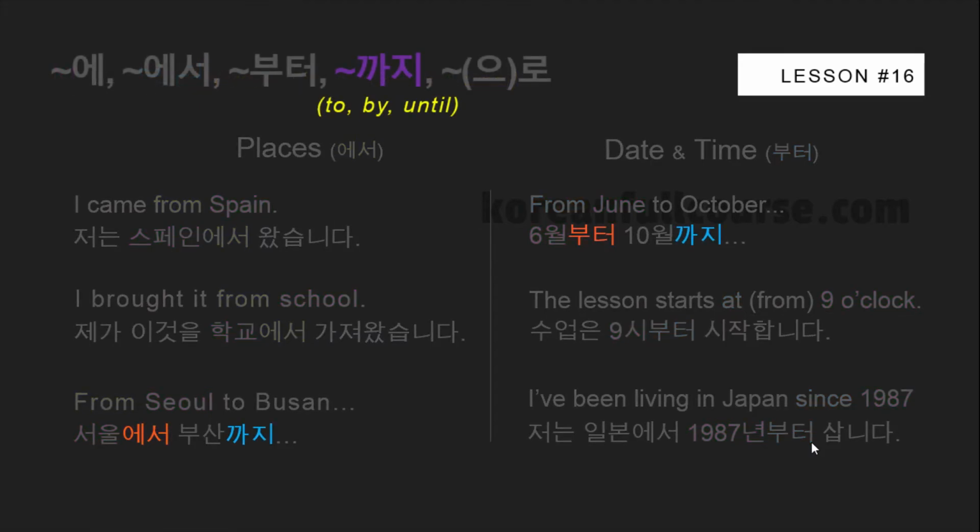The next preposition is 까지. We have already used it twice in our examples. You can use it both for places and time. And it has a meaning of to, by, until a certain point of time or place. You can also use it in combination with from. 에서까지 for places and 부터까지 for time.